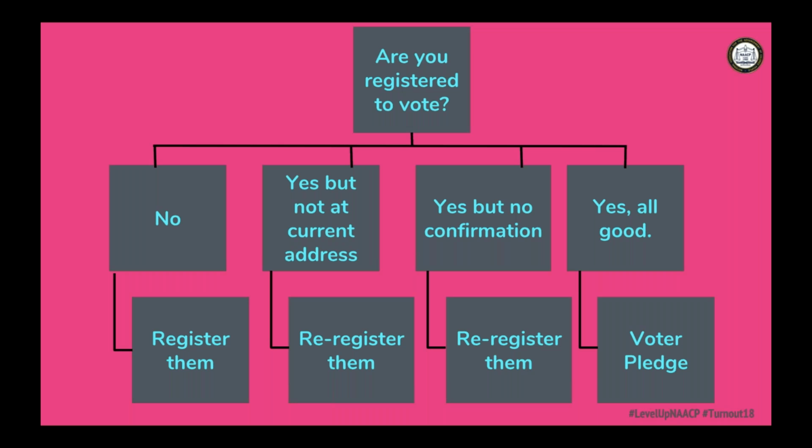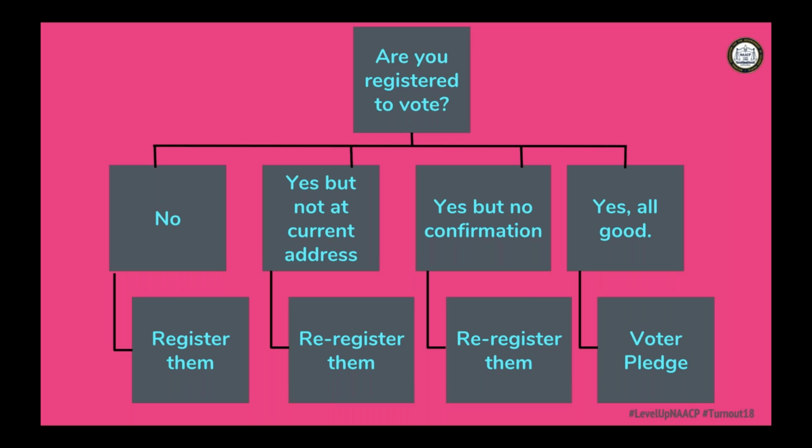So a quick little script that you can go over, right, is, you know, the first question, you're talking to them, you're introducing yourself, and then you're asking them, are you registered to vote? If they say no, register them. If they say yes, but not at my current address, you want to re-register them. If they say yes, but they haven't received any confirmation, any information, an email, you want to re-register them. And then if they say yes, that they are all good, you want to get them to do a voter pledge, right? So in addition to registering them, you want them to pledge to vote.